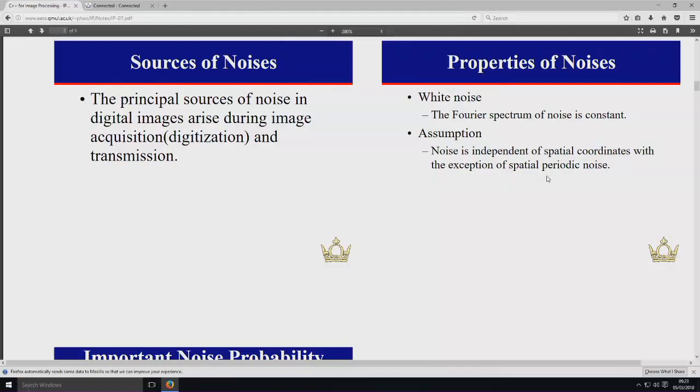It's independent of spatial coordinates, but sometimes we may have periodic noise. Periodic noise appears in the image looking like periodical patterns. If you can see such periodical patterns, you can reduce or remove them by frequency removal in the frequency domain. We will talk about that later.